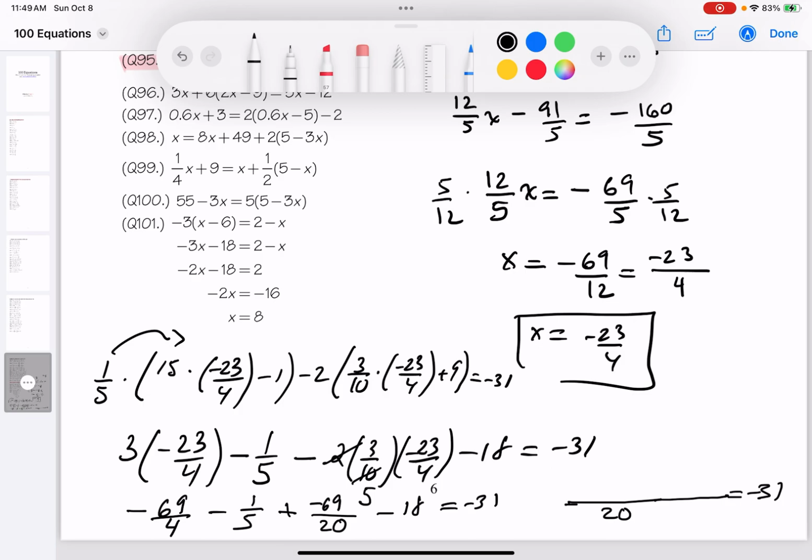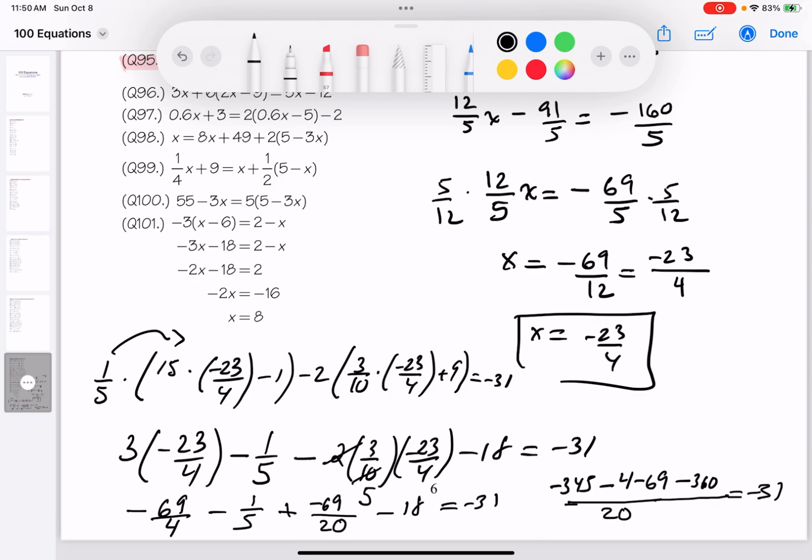Well, let's see. I got to multiply the 4 by 5, right? That's going to be 345. Minus 4. Minus 69. Minus, wow, it's going to be a tough one, isn't it? Well, not really. 2 times 18 is 36, so 360.